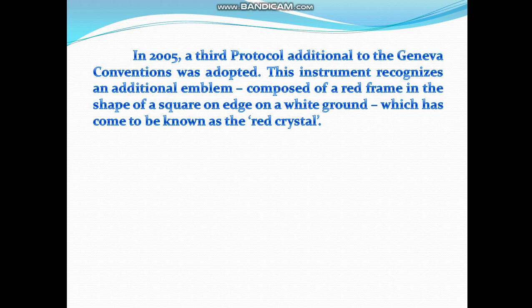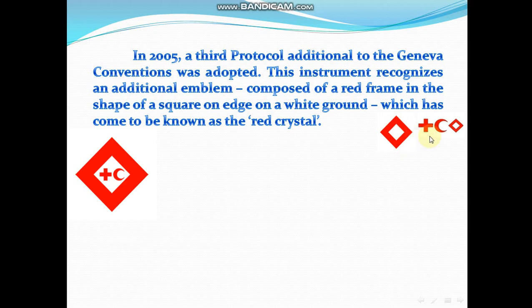So the Additional Protocol number 3 recognizes an additional emblem, which takes the shape of a red frame, in the shape of a square on edge. It is here. So this is a new emblem. Actually there were emblems before this one was adopted in the third additional protocol: the red cross and the red crescent. These are two definitive and protective emblems that we used to use. But after that, in 2005, they adopted a new emblem, the red frame, which is a square on edge. This is also called, in international law and in the same treaty, the red crystal emblem.